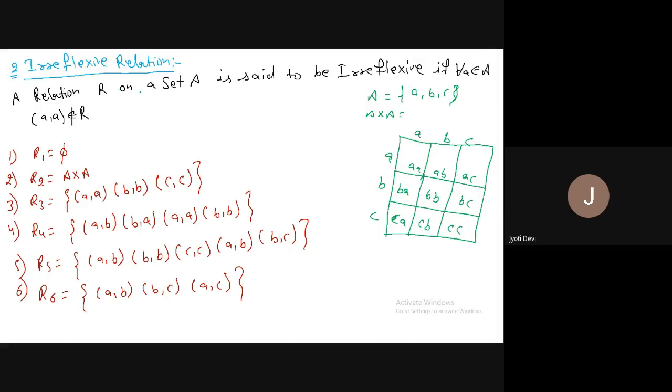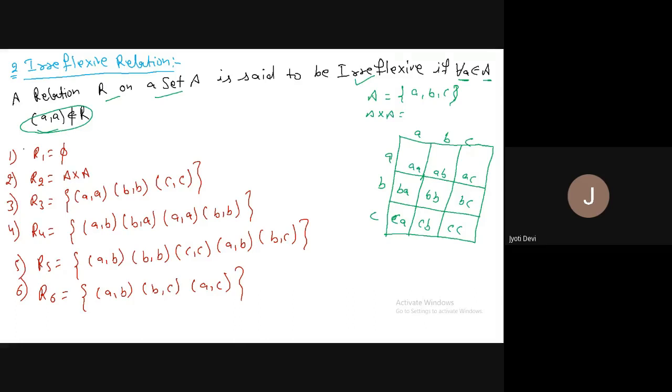The definition: a relation R on a set A is said to be irreflexive for all a belongs to set A. Please, anybody want to say something? If you want to say something, then tell. Otherwise, please mute yourself. Okay, it strictly says the diagonal element is not allowed in an irreflexive relation.